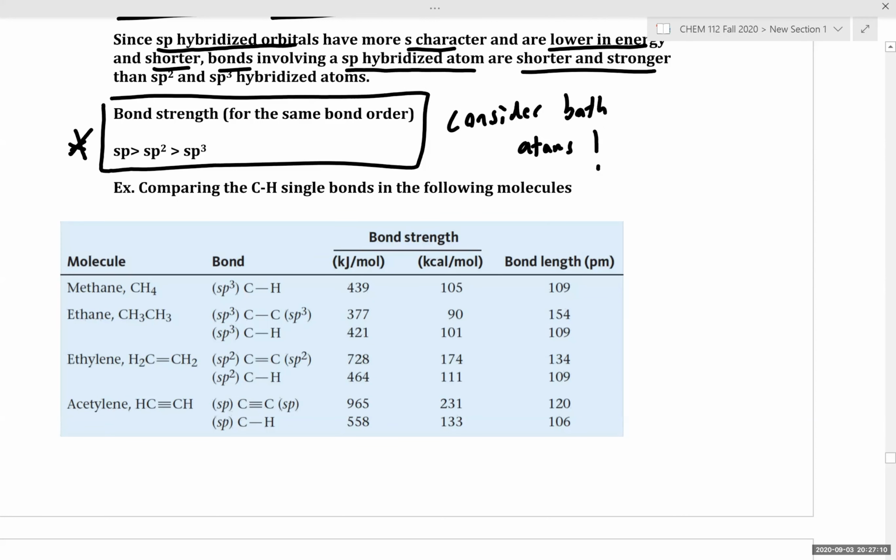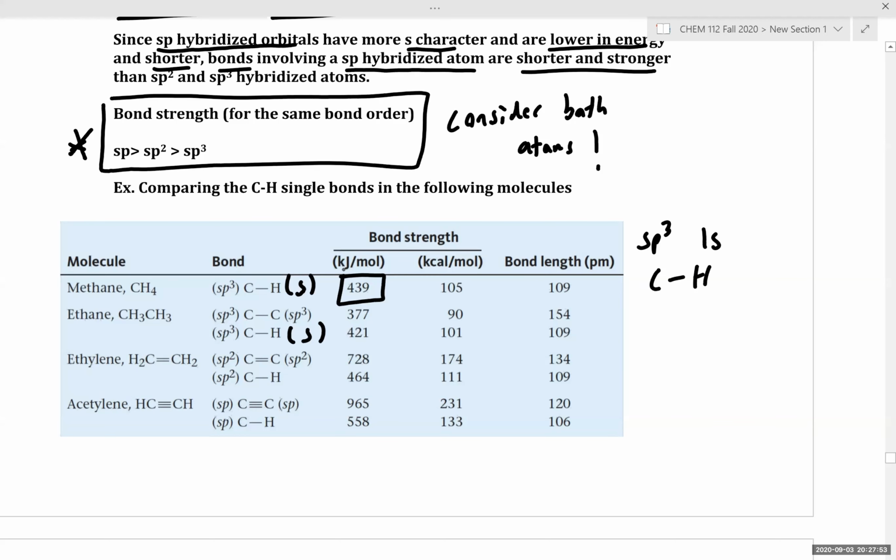So if we look, for example, at methane, which is sp3, it has a carbon-hydrogen bond. So we have an sp3 orbital overlapping with a 1s orbital, and it has a bond strength of about 439 kilojoules per mole. You can also be familiar with kilocalories. I personally like kilojoules, because you're going to take physical chemistry and biochemistry eventually, where joules and kilojoules are the standard.